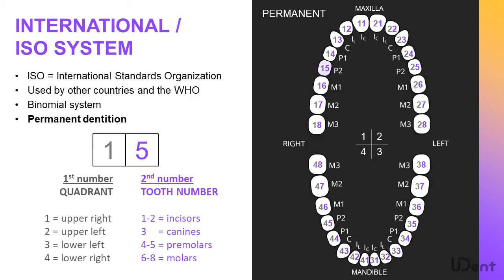Let's look at tooth number 15 as an example. The number 1 part tells us that this tooth is on the right side of the maxillary arch, and the number 5 part tells us that this tooth is a second premolar. The combinations of the two numbers can be used to specify all 32 teeth.